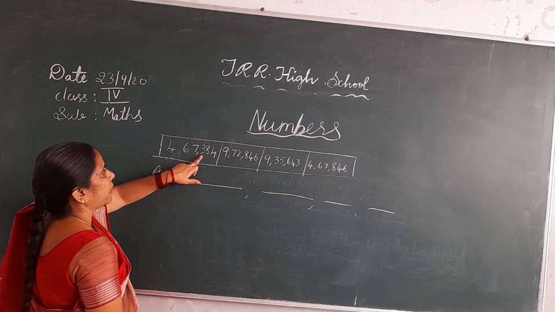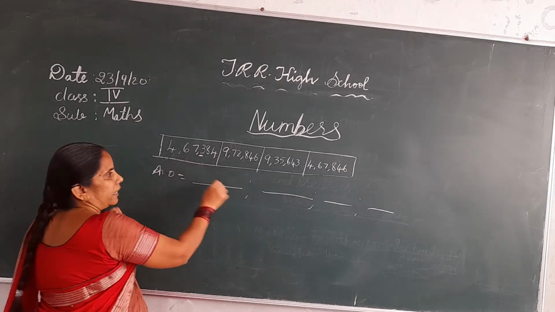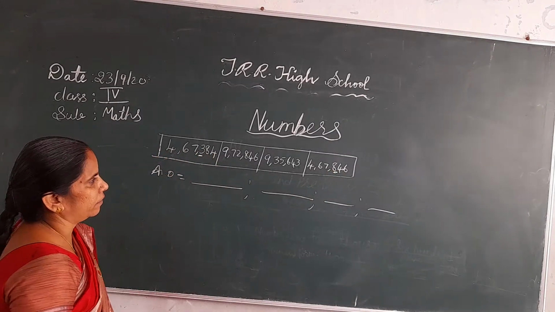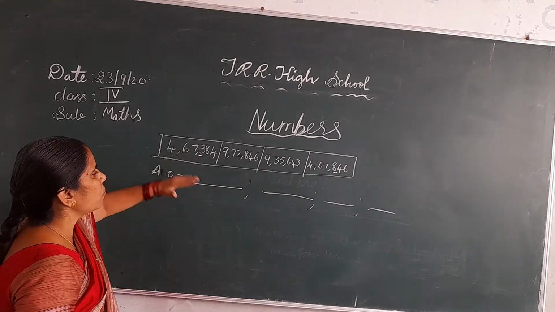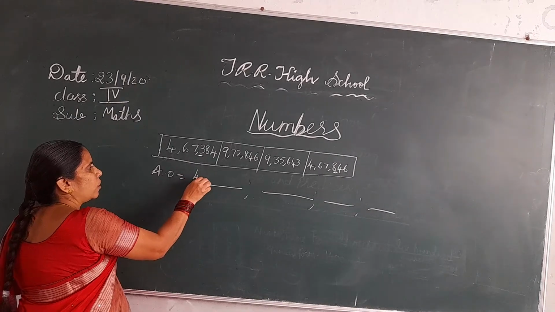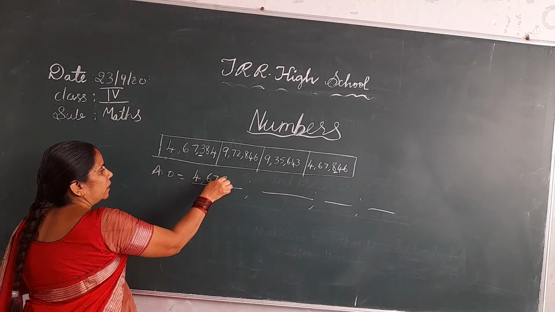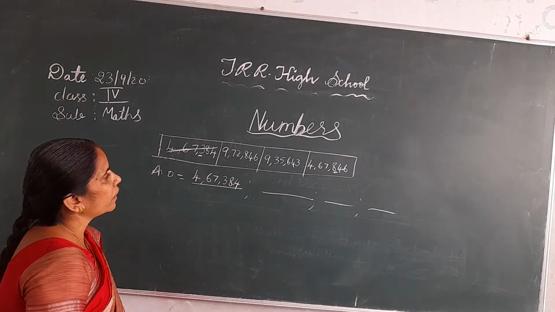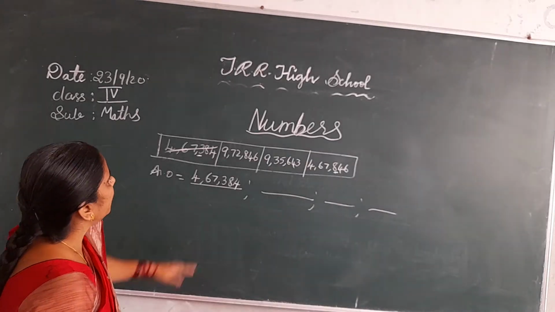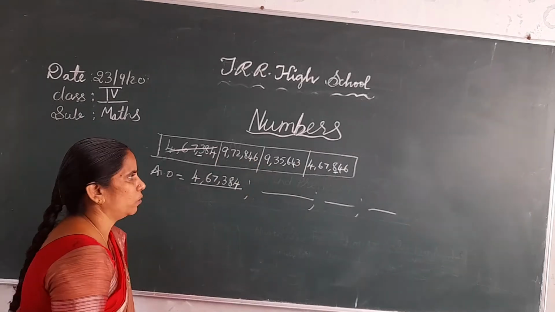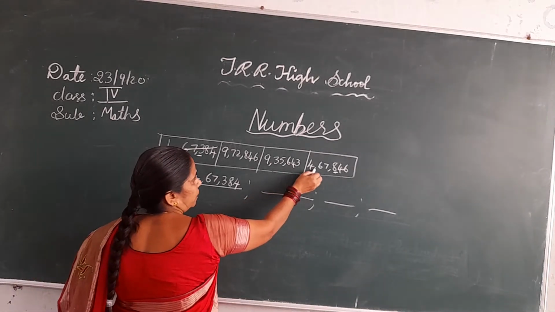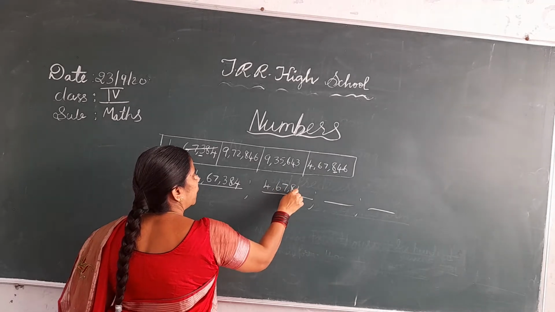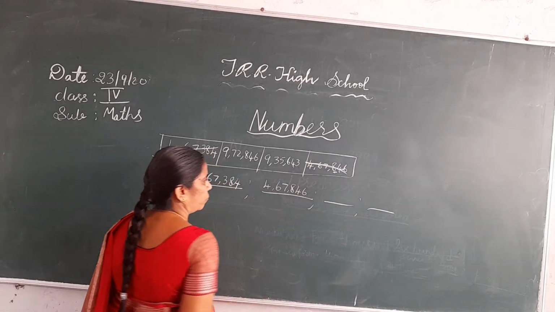Go to the hundreds place. Here 3 is there in the hundreds place, here 8 is there in the hundreds place. Which is smaller? 3 is smaller. So you must write 4,67,384 first. Then you cut this number. Now write the next smallest number. Here 9 is the greater number, so go to 4. This is the smallest one. So write 4,67,845. Cut it off. Over.